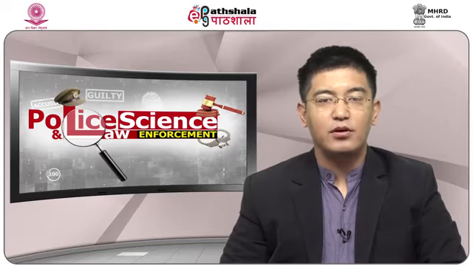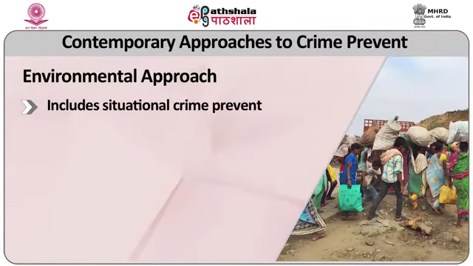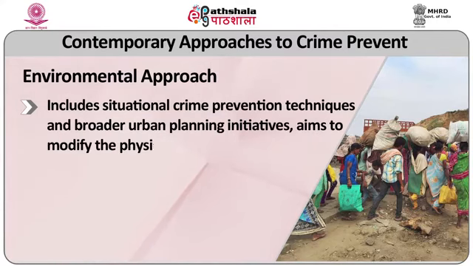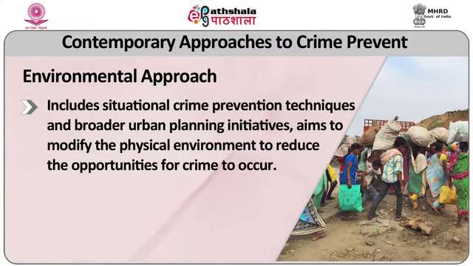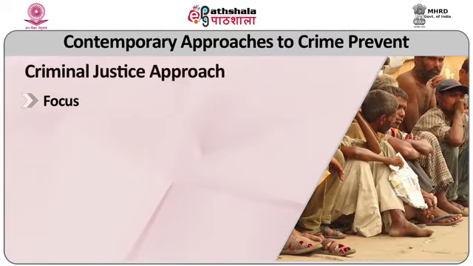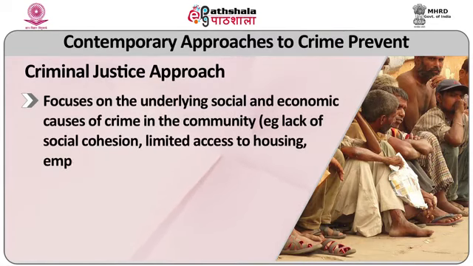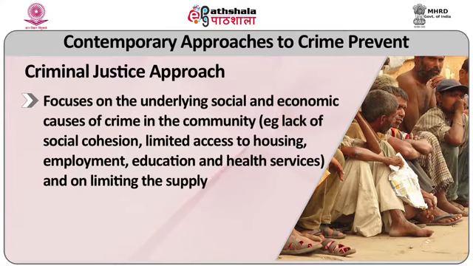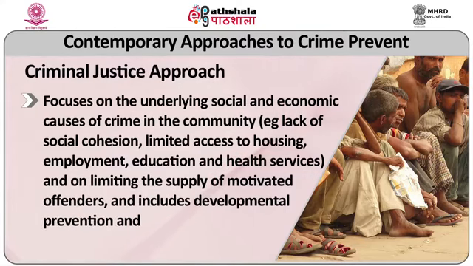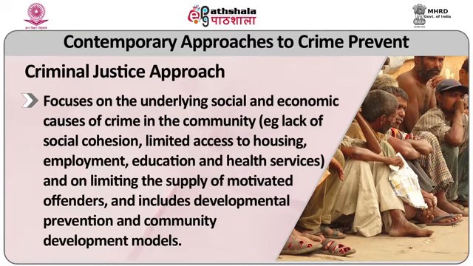An understanding of the different approaches available and their underlying rationale and theory is also crucial to developing effective crime prevention programs and projects. The environmental approach, which includes situational crime prevention techniques and broader urban planning initiatives, aims to modify the physical environment to reduce the opportunities for crime to occur. The social approach focuses on the underlying social and economic causes of crime in the community, for example lack of social cohesion, limited access to housing, employment, education and health services, and on limiting the supply of motivated offenders, and includes developmental prevention and community development models.